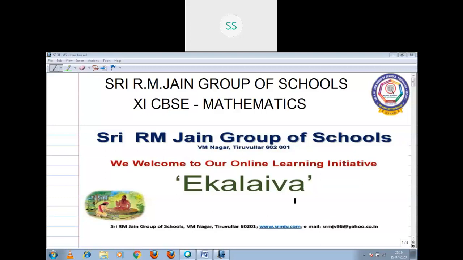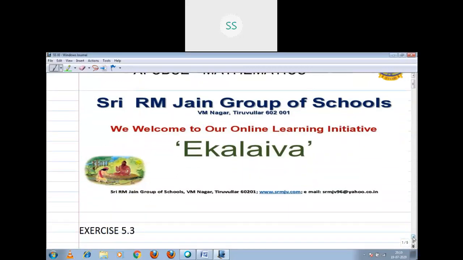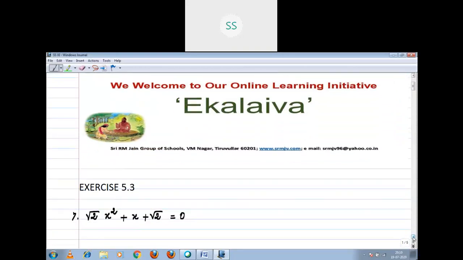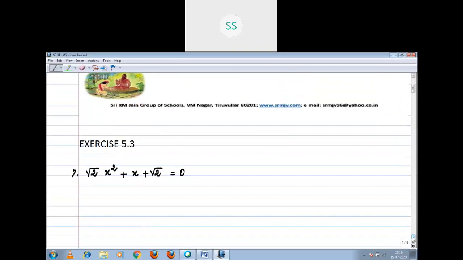Exercise 5.3, question number 7. Today I am going to discuss root 2 x square plus x plus root 2 equal to 0. Here what is your a? Already I discussed, right? What is your a? Coefficient of x square is your a. A equal to root 2. What is your b? b equal to coefficient of x, that is 1. c is equal to root 2.